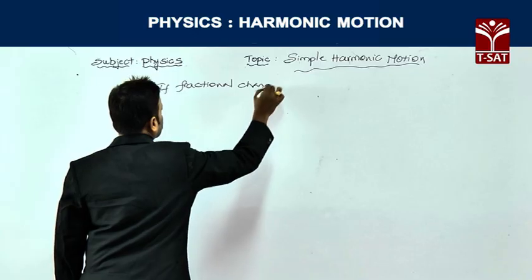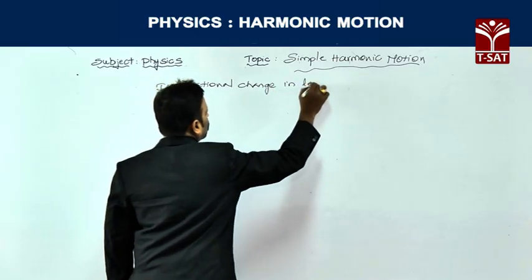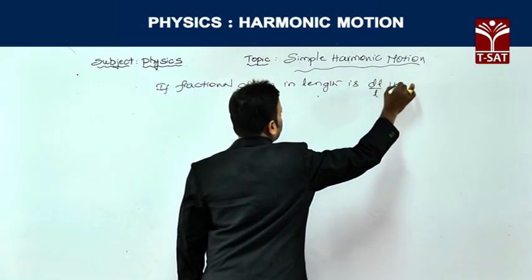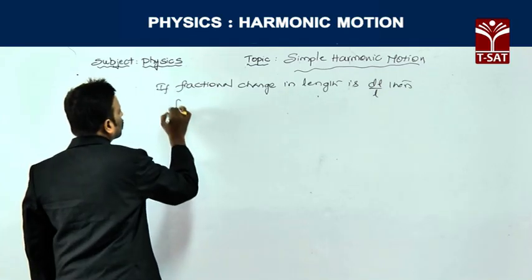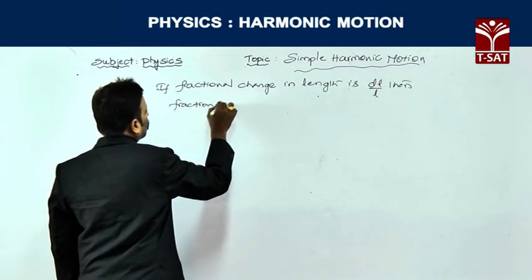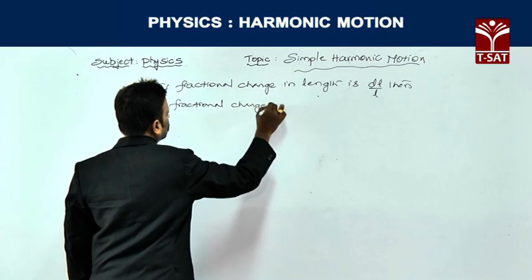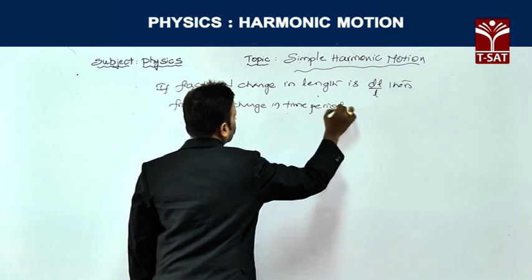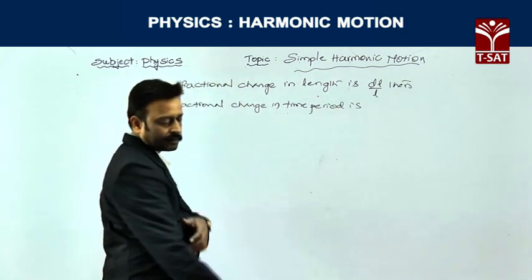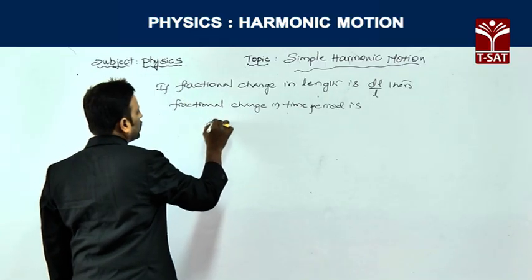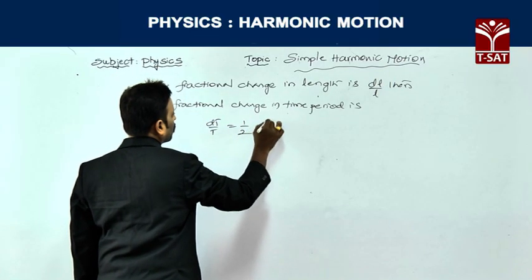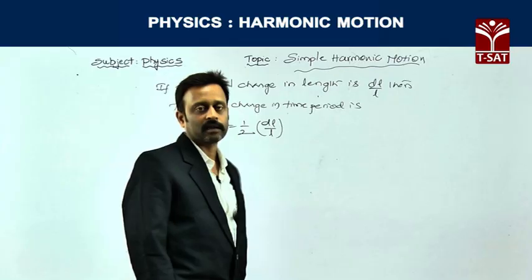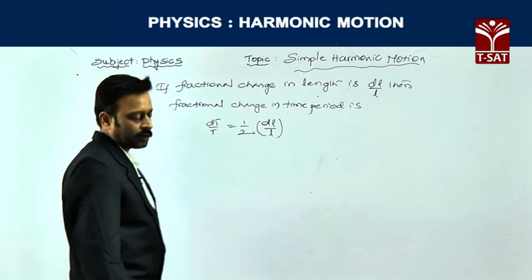Fractional change in length is dl by L, then fractional change in time period is dt by t is equal to half dl by L. That is the fractional change in time period in terms of fractional change in the length of the pendulum.